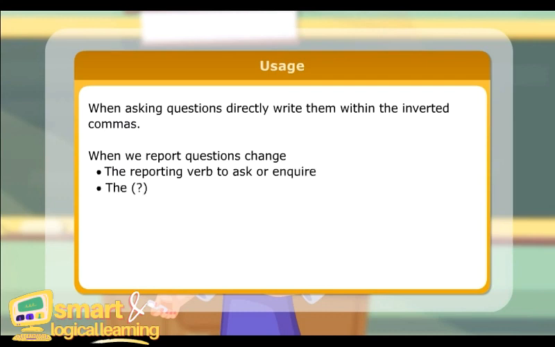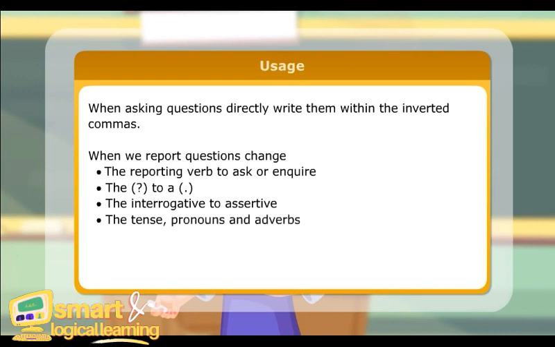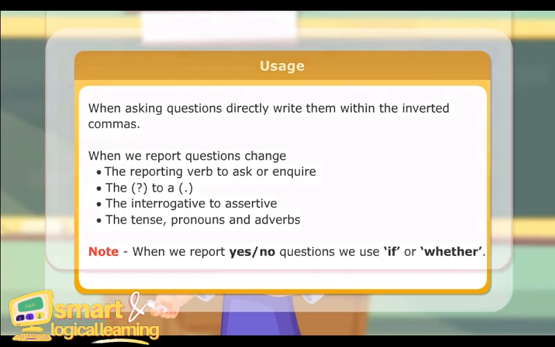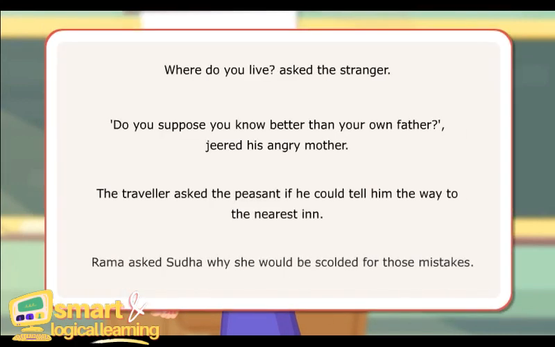The question mark changes to a comma. The interrogative changes to assertive. The tense, pronouns and adverbs also change. Note: when we report yes or no questions, we use if or whether. Let us look at a few examples of direct and indirect questions.